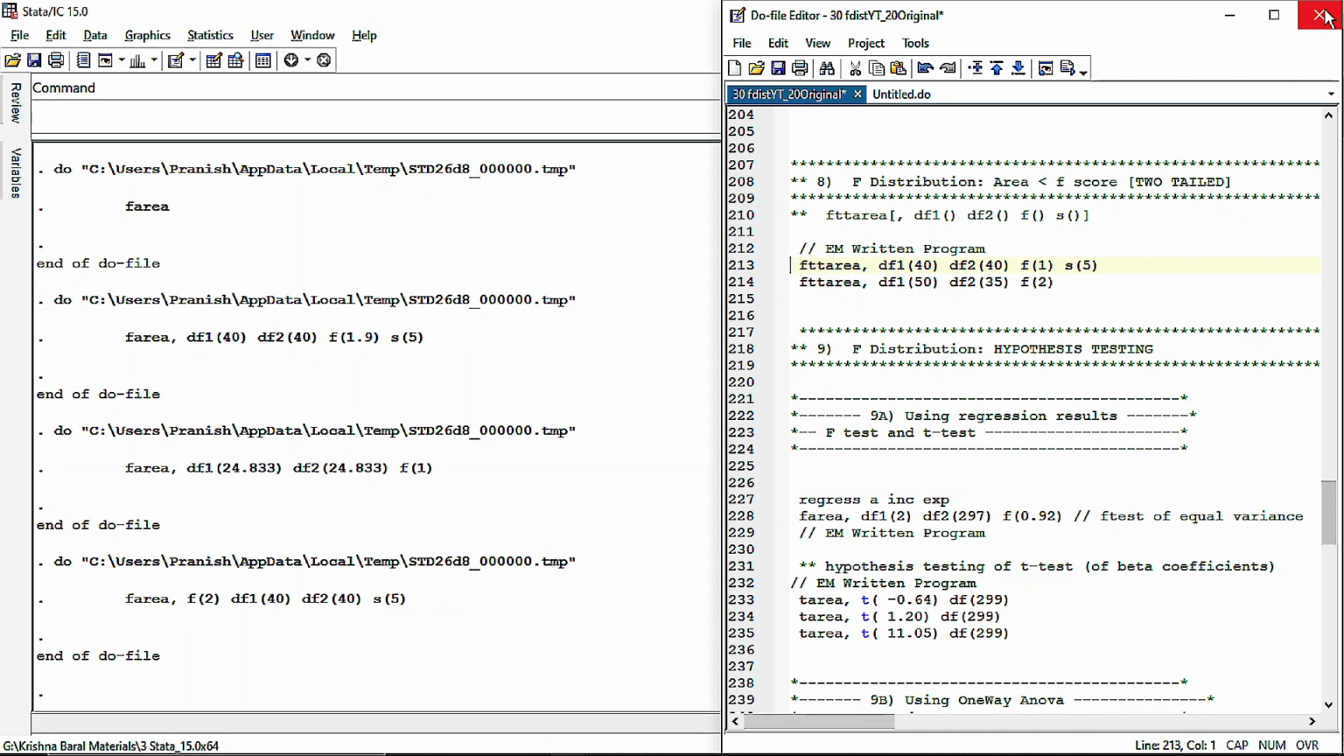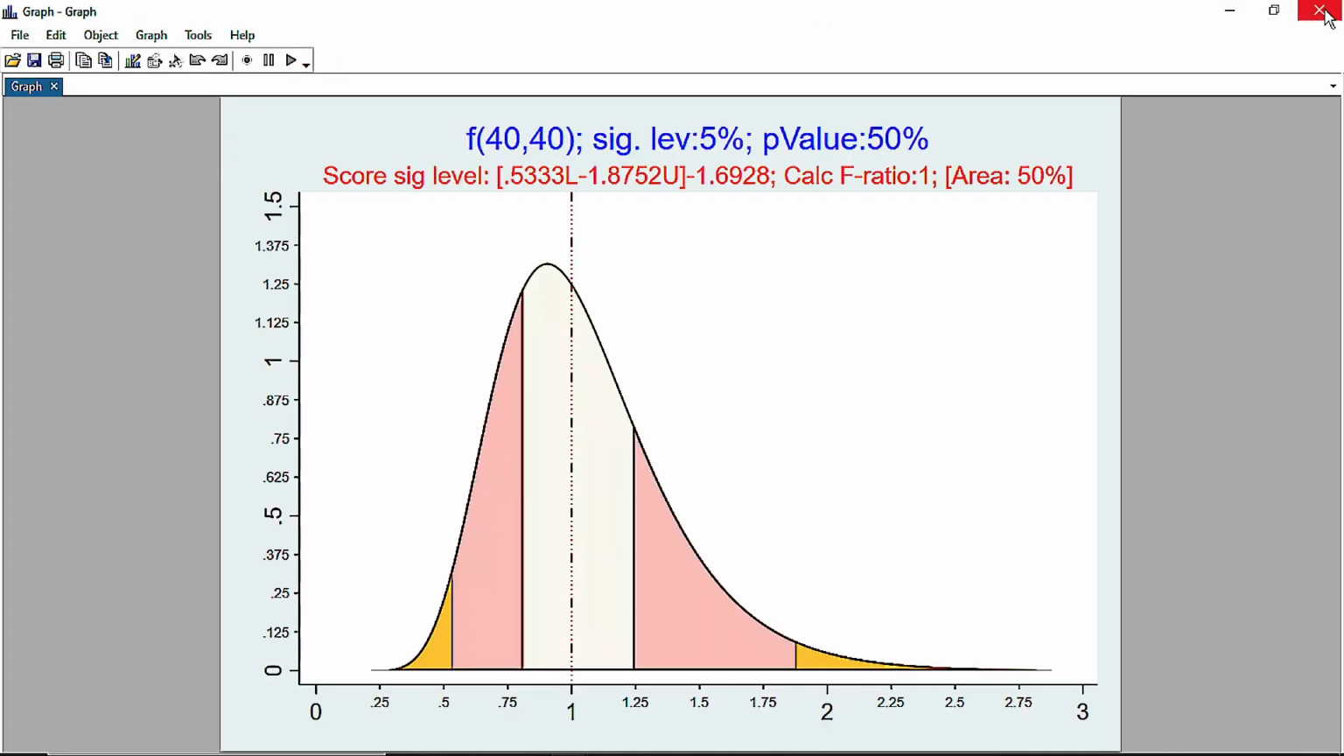A two-tailed test is very rare in F distribution, but if we have to do it, it will be something like this. For the degrees of freedom 1 40, degrees of freedom 2 also 40, our F score is 1 and our significance level is 5. Let us see what kind of graph we get. So this dotted red line represents our calculated F ratio. It is 1, and for the significance level of 5%, we have a 2.5% area marked by this yellow towards the right, and 2.5% of the area marked towards the left, and at this point 0.53 over here, and 1.87 the upper limit.